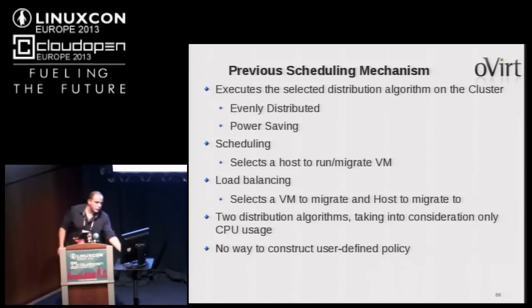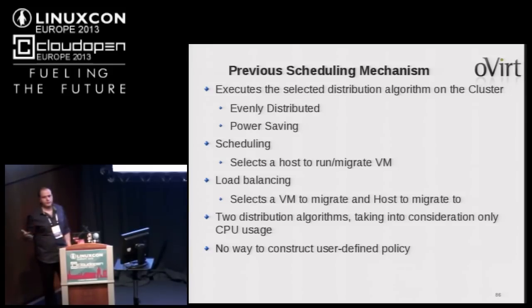We also had a load balancing mechanism where, periodically, at a specific point in time, we ran the load balancer and asked it, okay, do we have a VM here that needs to be migrated to another host in order to be more compliant with the policy? For example, if we are in the evenly distributed policy and we have one host that's running a lot of VMs, then perhaps we will try to migrate VMs from this host to other hosts in the system. So we only had two distribution algorithms, taking into consideration basically only CPU usage, and we didn't give you any way to construct your own policy.